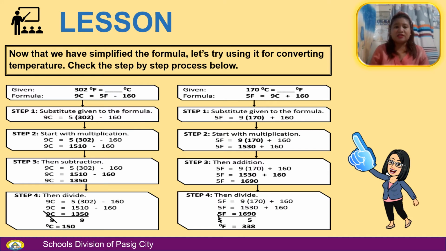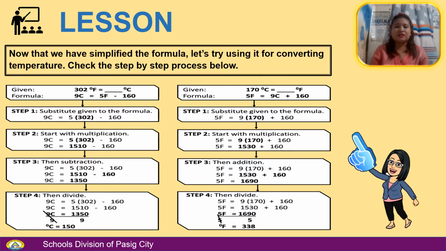Step 1. Substitute the given to the formula. So 9C equals 5 multiplied by 302 minus 160. Step 2. Start with multiplication. 9C equals 5 multiplied by 302 minus 160. 9C equals 1510 minus 160.